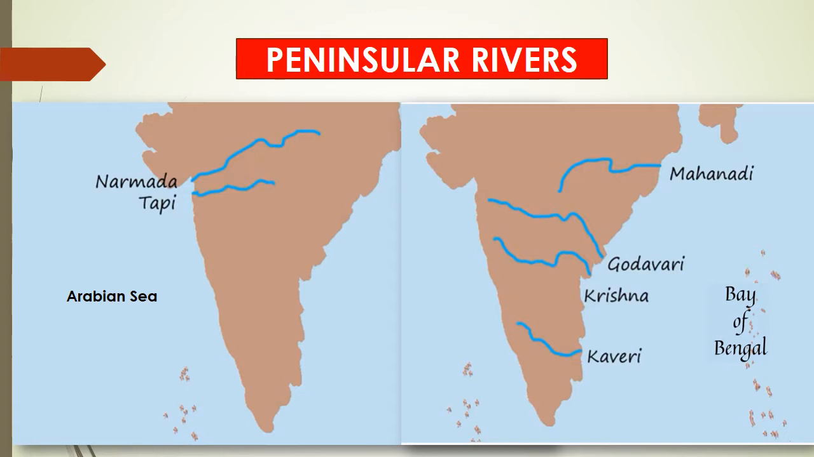So now children, let us look at the main peninsular rivers. You can see here on the west coast we have Narbada and Tapi. These are major rivers which flow westwards and drain into the Arabian Sea. And then we have other major rivers which are flowing eastwards and drain into the Bay of Bengal, although they originate in the Western Ghats. Because of the slope of the Western Ghats, they drain into Bay of Bengal. They are Mahanadi, Godavari, Krishna and Kaveri. Now we will learn about each of them in detail.